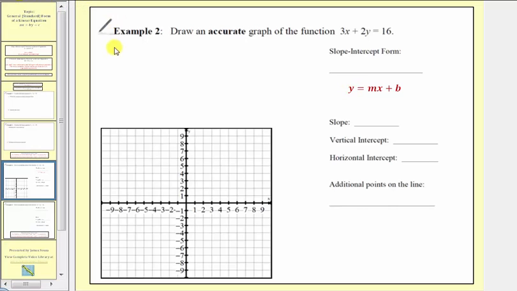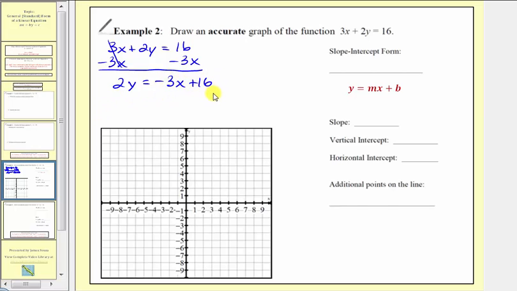So beginning with 3x plus 2y equals 16, we first want to isolate the y term, so we'll subtract 3x on both sides. And now we'll simplify. So we have 2y equals, now on the right side we have a choice here. We can write this as 16 minus 3x, but in slope-intercept form, we normally have the x term first and the constant second. So let's write this as negative 3x plus 16.